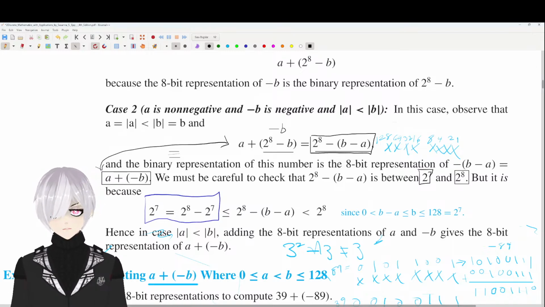Okay. Yeah. So we have 2 to the 8th minus B minus A, that is the two's complement of B minus A. And B minus A, by the way, because we know that the absolute value of B is greater than the absolute value of A, and we know B is positive since negative B is negative, so B is greater than A, so B minus A is positive. So that means that negative B minus A is negative.